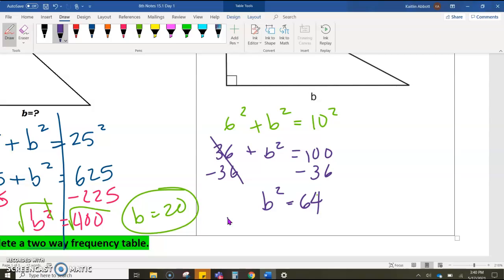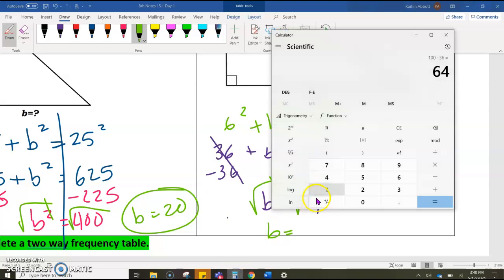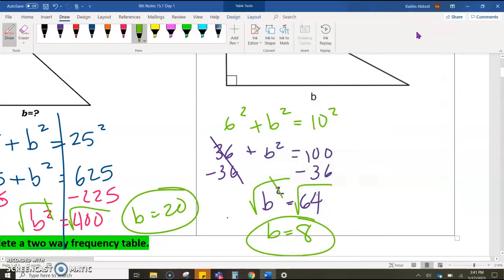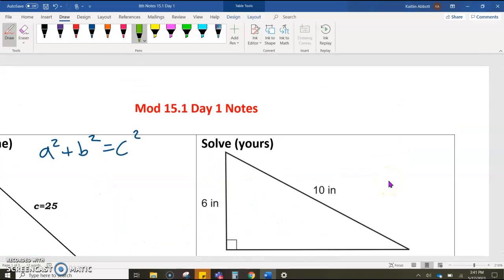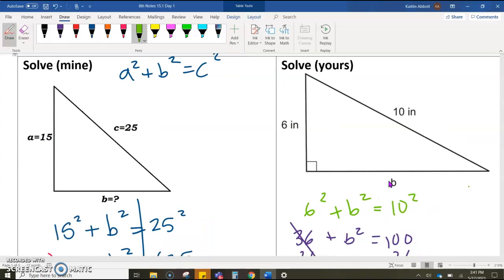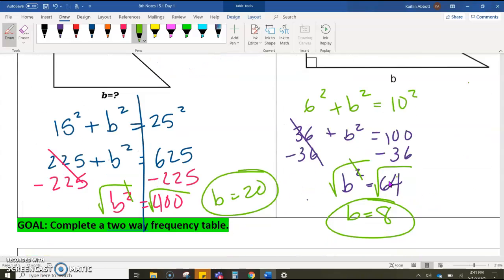Those cancel. Now we need to square root both sides because that gets rid of the squared. So the square root of 64. What number times itself gets us 64? Well, maybe you don't remember. But if you take the square root of 64, it's 8. Good job. So if you got 8, well done. That is a refresher course for you. You do need this for the rest of your math careers, high school and beyond.